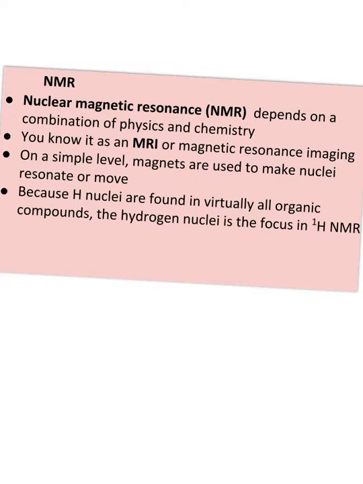Welcome. In this video, we're going to talk about NMR, or nuclear magnetic resonance, which depends on a combination of both physics and chemistry. And you actually are familiar with this as an MRI, or magnetic resonance imaging. On a simple level, magnets are used to make the nuclei in atoms resonate or move. But when you call it nuclear magnetic resonance, that seems a little intimidating as opposed to just MRI, or magnetic resonance imaging. But same thing.